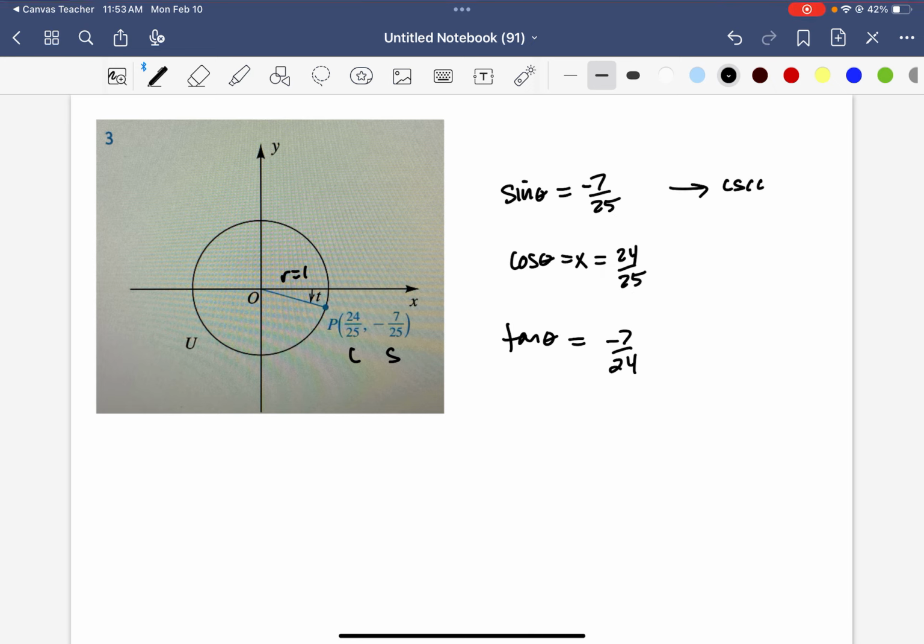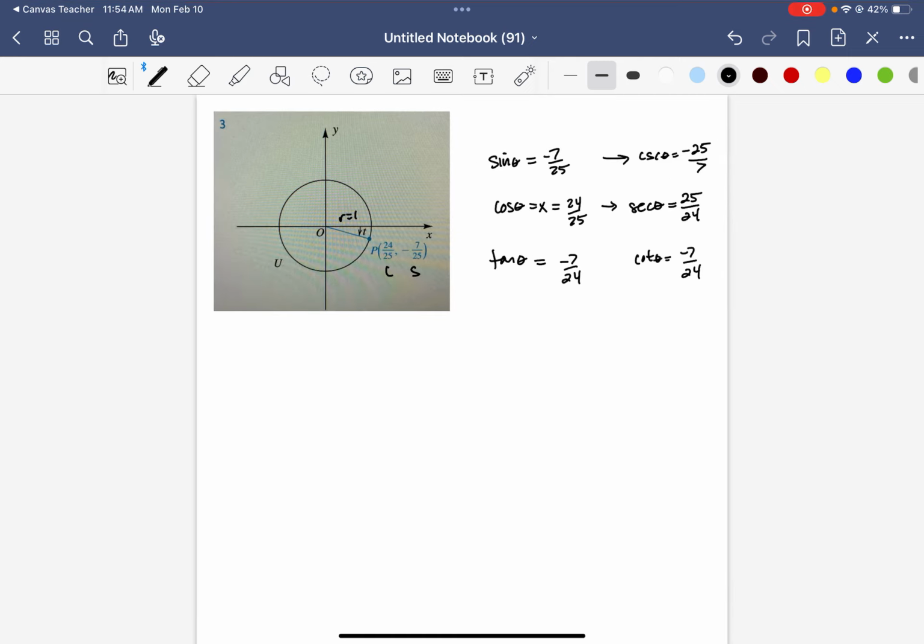But then we get cosecant for free. It's negative 25 over 7. We get secant for free. It's just the reciprocal of cosine. It's 25 over 24. And then cotangent of theta is going to be negative 7 over 24, right? All right, so that's 1, 3.